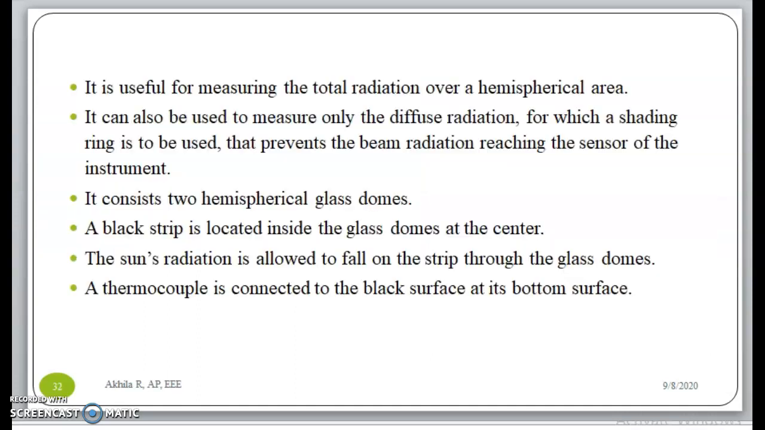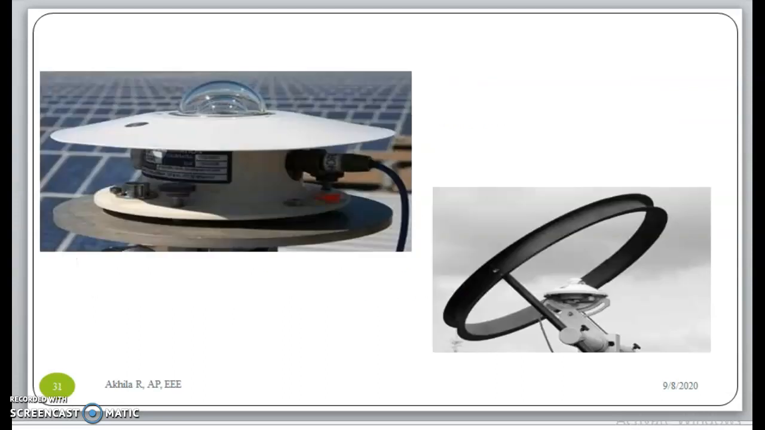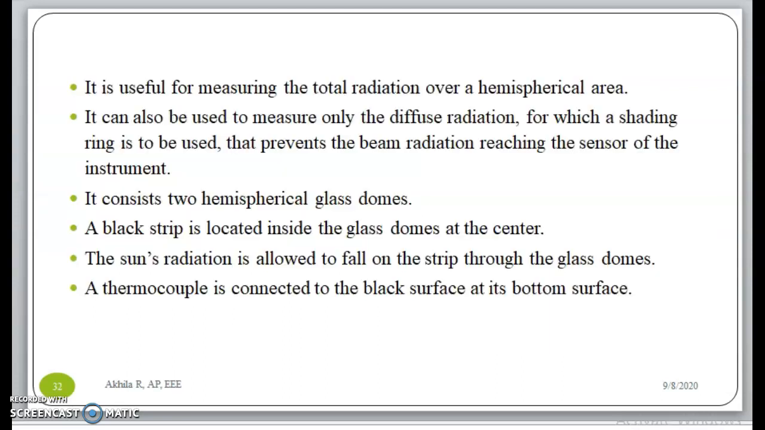It is useful for measuring the total radiation, which means beam plus diffuse. It can also be used to measure only the diffuse radiation, for which a shading ring is to be used. When a shading ring is used, it measures only the diffuse radiation, and if that is not there, you can use it for measuring the total radiation. The shading ring prevents the beam radiation from reaching the sensor.